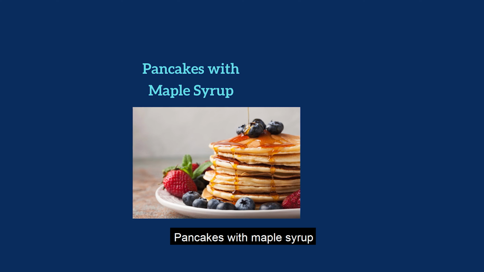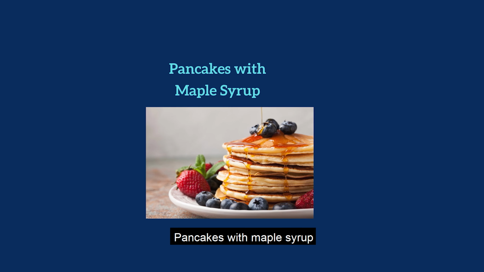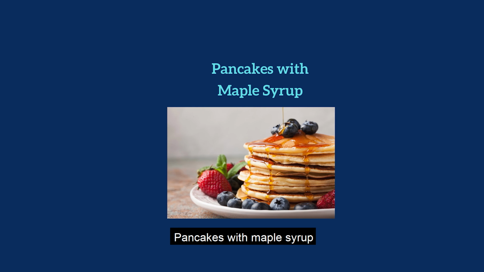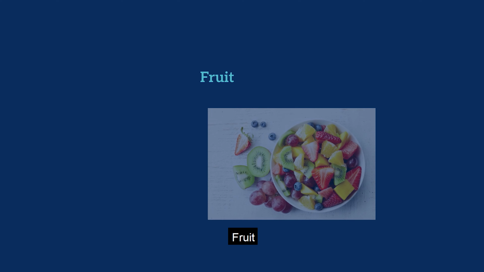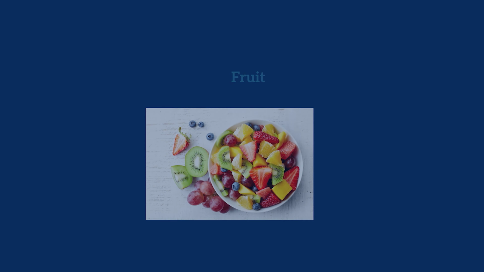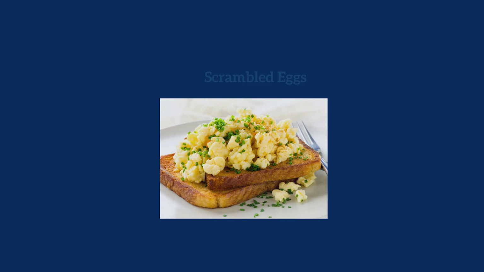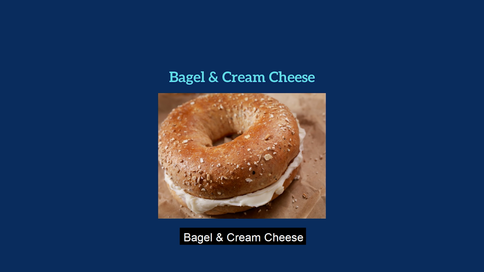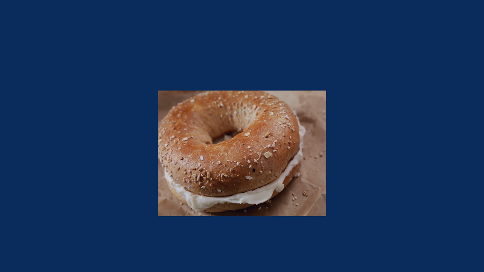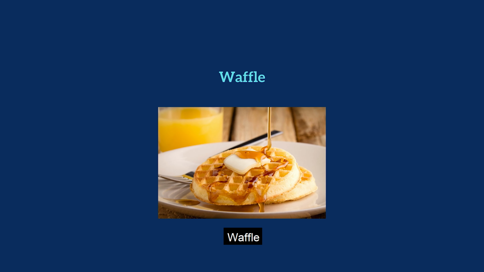First of all, you see some vocabulary about breakfast. Listen and repeat all the words after me. Pancakes with maple syrup. Fruit. Scrambled eggs. Bagel and cream cheese. Waffle.